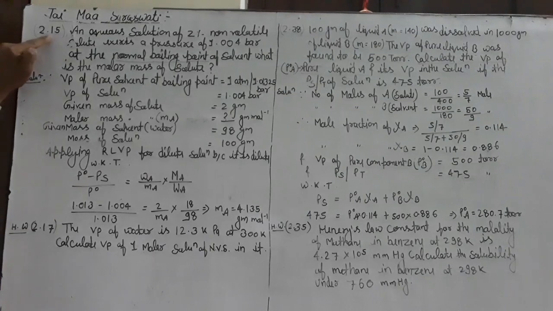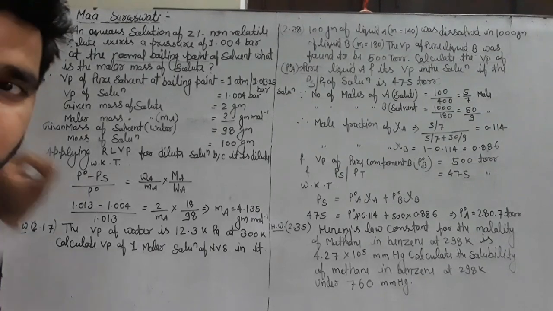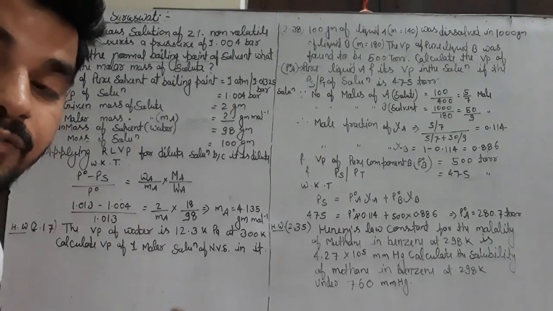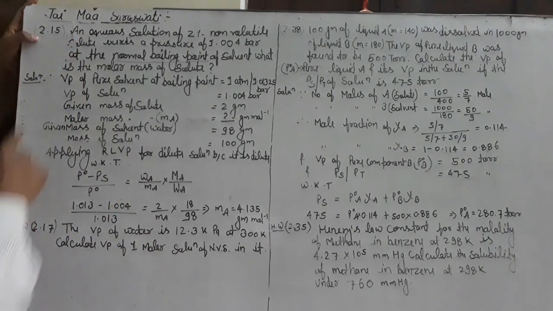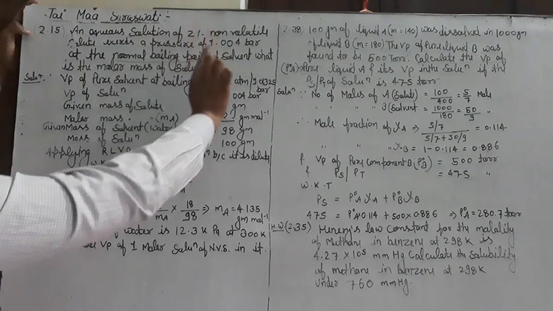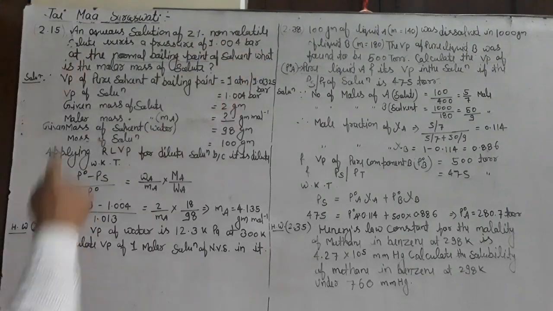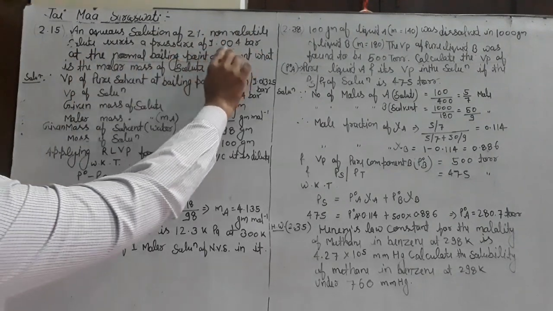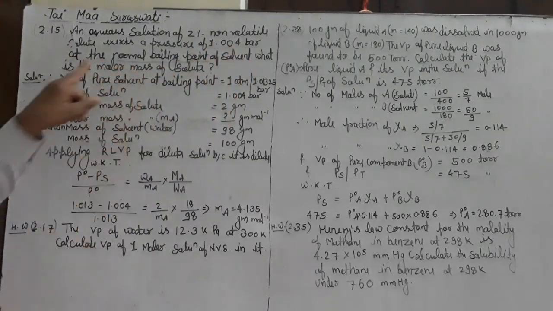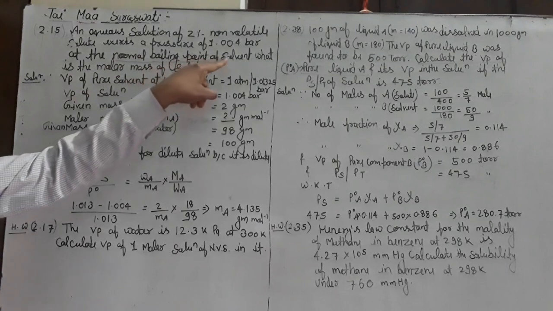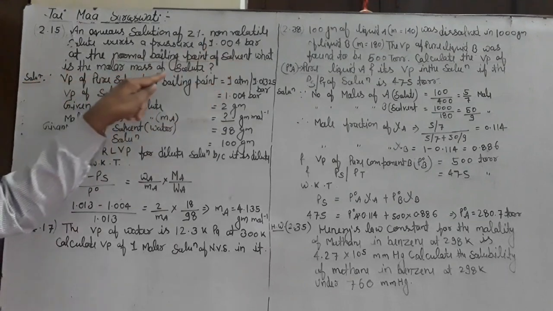Numerical number 2.15, I have taken from the NCERT exercise. It has been repeated a number of times in the board exam. So 2.15 says: an aqueous solution of 2% non-volatile solute exerts a pressure of 1.004 bar at the normal boiling point of the solvent. What is the molar mass of the solute?